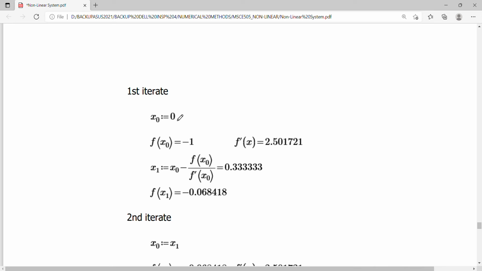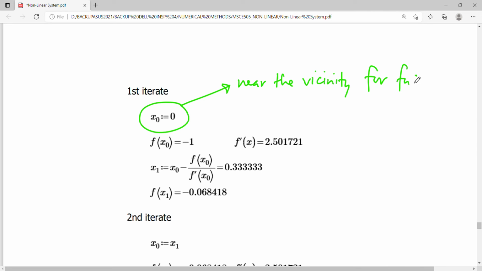Actually, you can start at a point wherein this is very easy to solve, for as long as this is near the vicinity of the root. Okay, so what if this is not near the vicinity? Okay pa rin, no? It will converge, pero mas mabilis lang, of course, if it is near the vicinity of the root, for faster convergence.